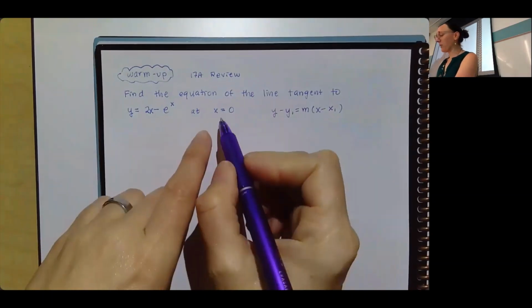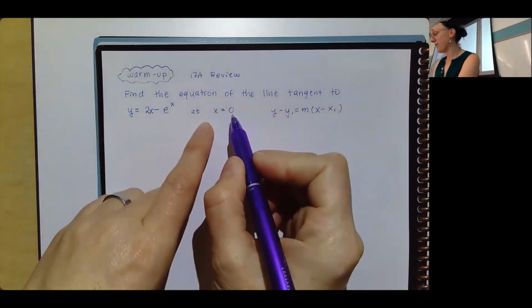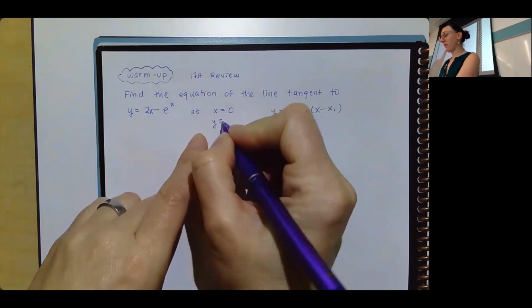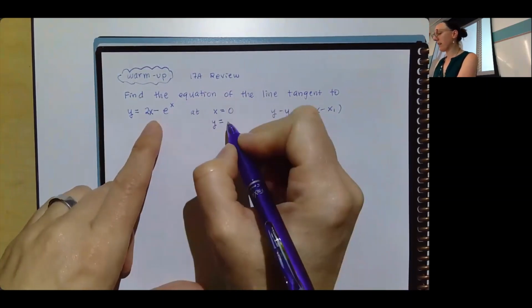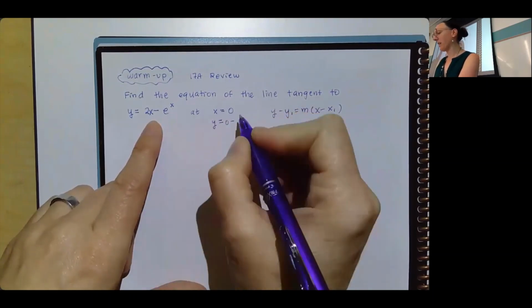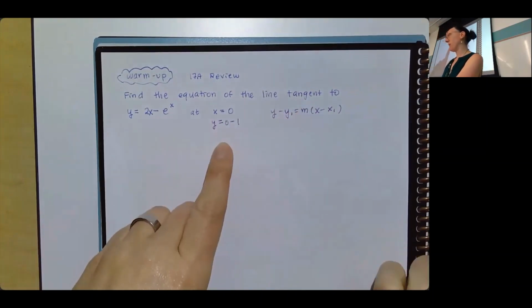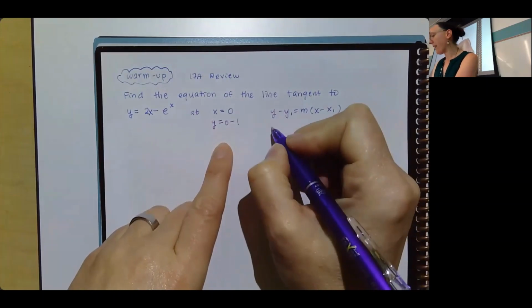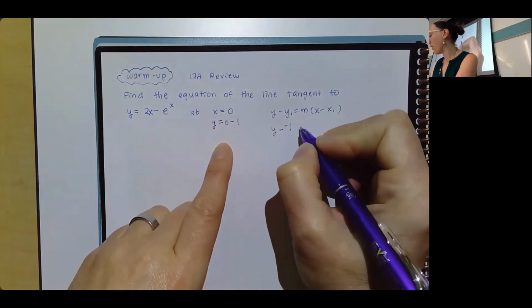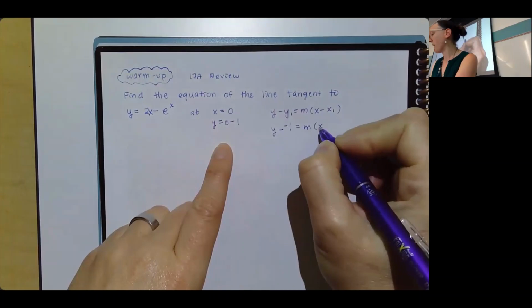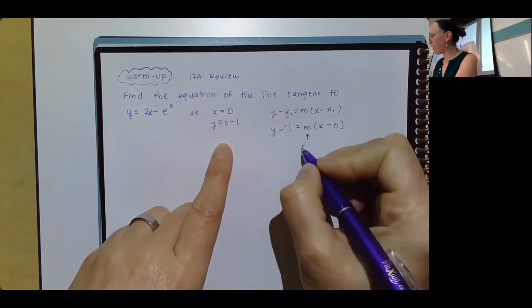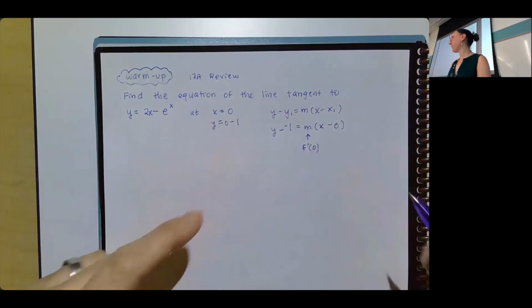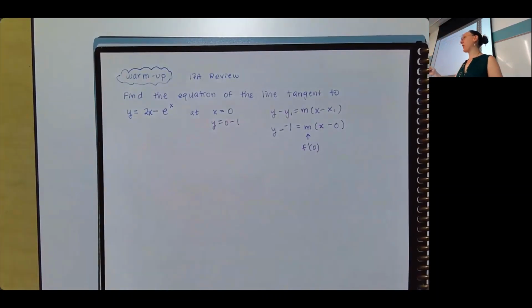I know that we're doing this at x equals 0, which means I can find the y value at x equals 0. If I plug in 0 here, 2 times 0 is 0, and e to the 0 is 1. So my y value is going to be -1. I'm just going to pop that in right now. y minus -1 equals m times x minus 0. And then I'm going to write a note to demonstrate I know what I'm supposed to do. Now, even if I mess up the calculus, I'm going to get a bunch of partial credit for this.